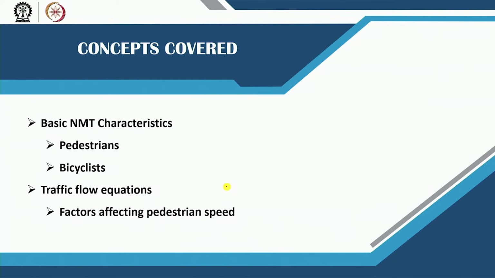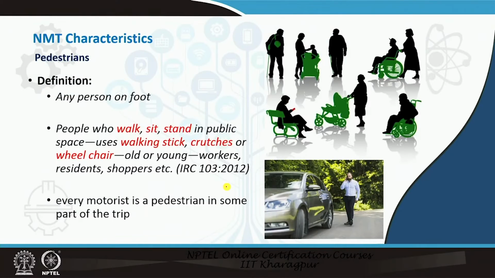In this lecture, we will be looking at the characteristics of pedestrians and bicycles and get into the traffic flow equations and the factors that affect pedestrian speed. Now, when we are going to plan or design any facility, you have to understand who you are designing it for. So, at a broad level, pedestrians are defined as any person on foot, right? Anybody who is walking is a pedestrian.